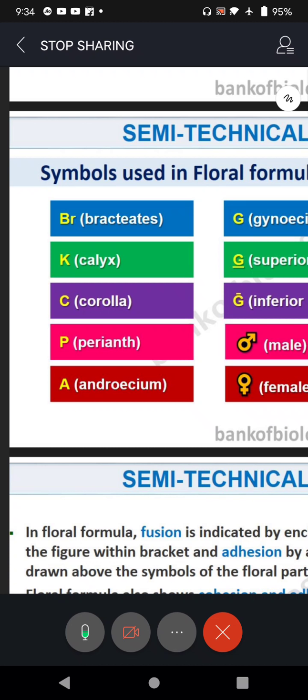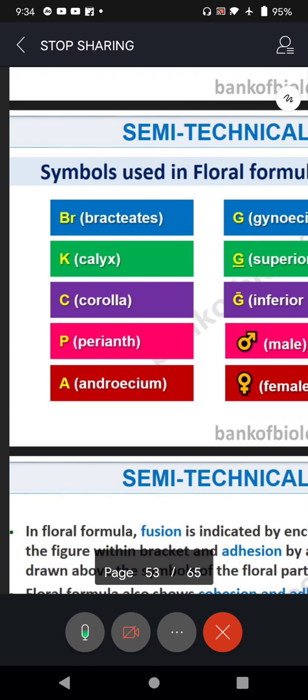Next, P for perianth. What is perianth? Anyone? Pallavi? What is perianth? C plus K. Yeah, good. Sepals and petals together. So perianth is the combination of sepals plus petals, and we have got a name for that, tepals.